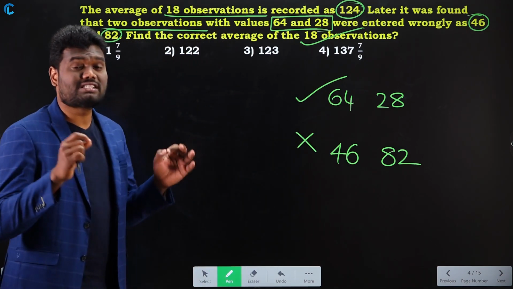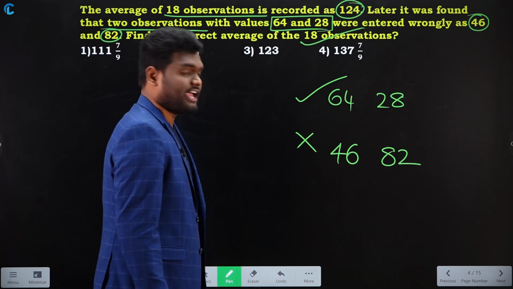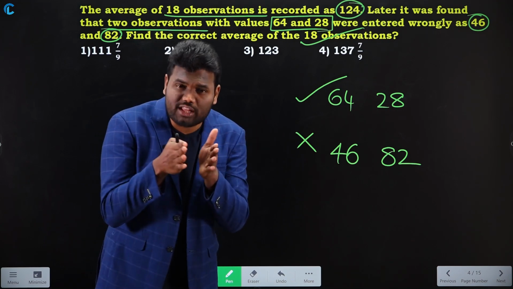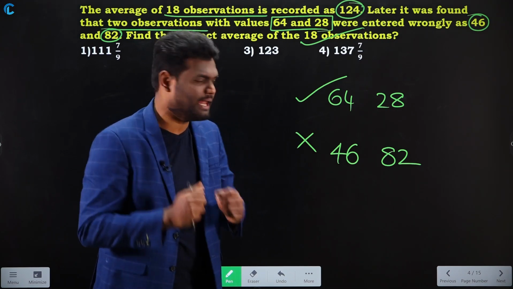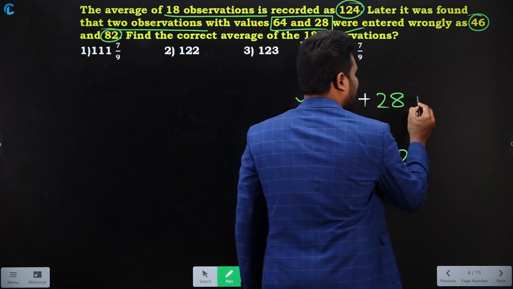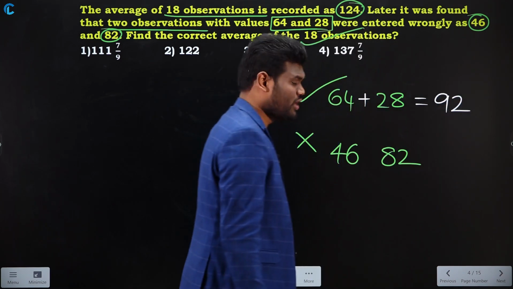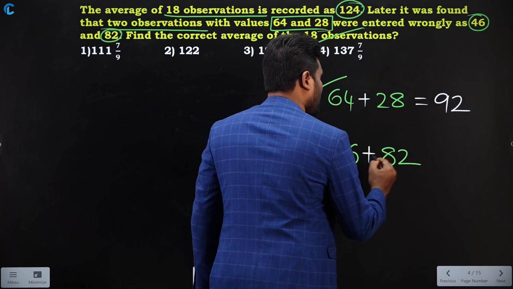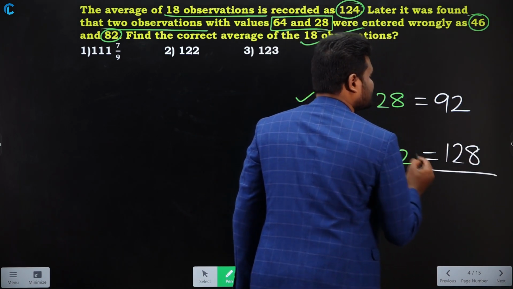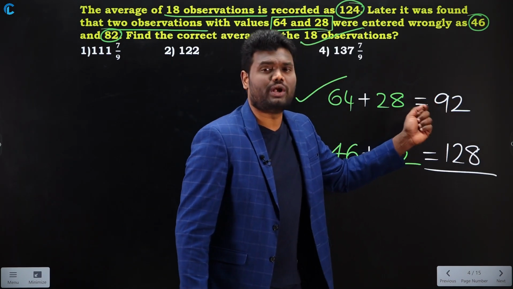Now they are asking what is the correct average. Very simple, just observe here carefully. As you have two numbers, just add those numbers. If you add them, it will be a single number, just like our previous question. 64 plus 28 is nothing but 92. Similarly, 46 plus 82 is nothing but 128. Now just take the difference.